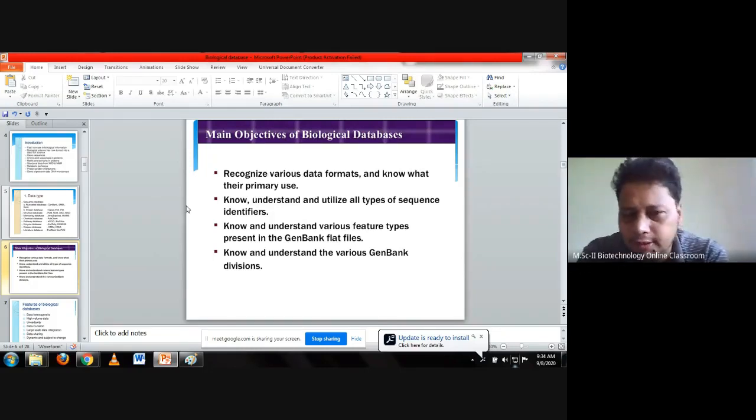So that is your purpose. You need cellulase, and you will not go for amylase or proteases. So in this manner, you can use these biological databases.